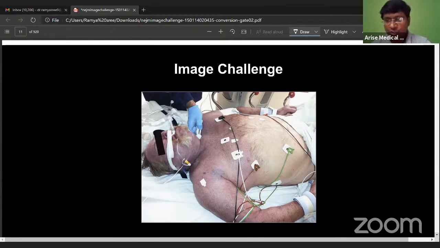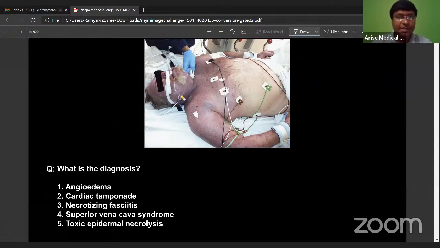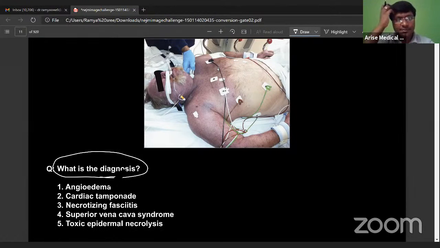Right. So this is one of the very interesting questions also. And let me see how many of you can crack this. What is the diagnosis? Angioedema, cardiac tamponade, necrotizing fasciitis, superior vena cava syndrome, toxic epidermal necrolysis.